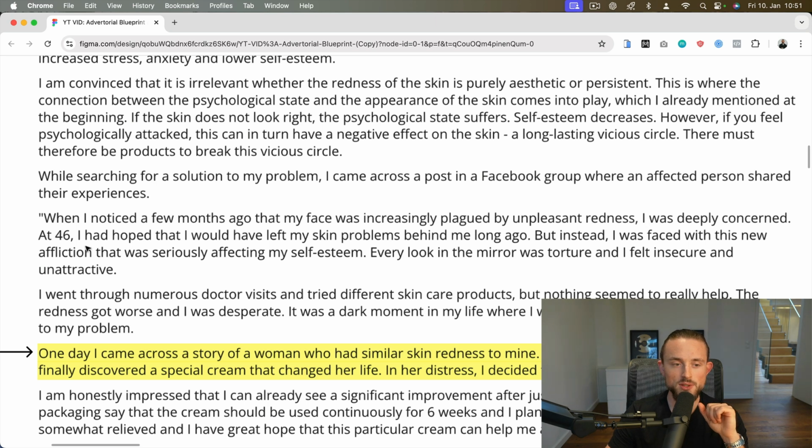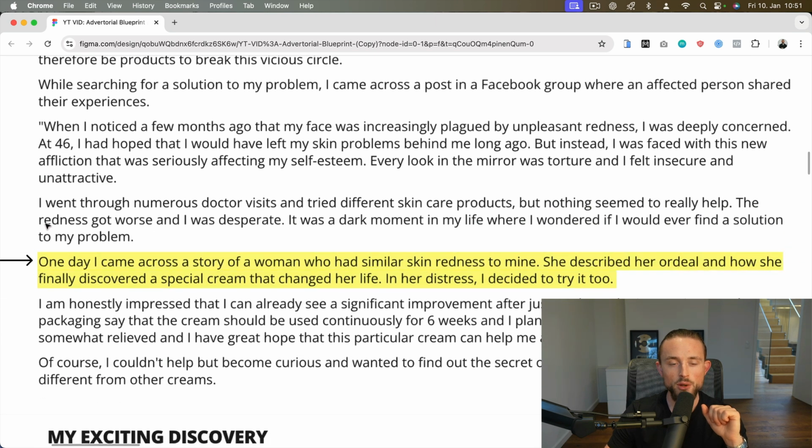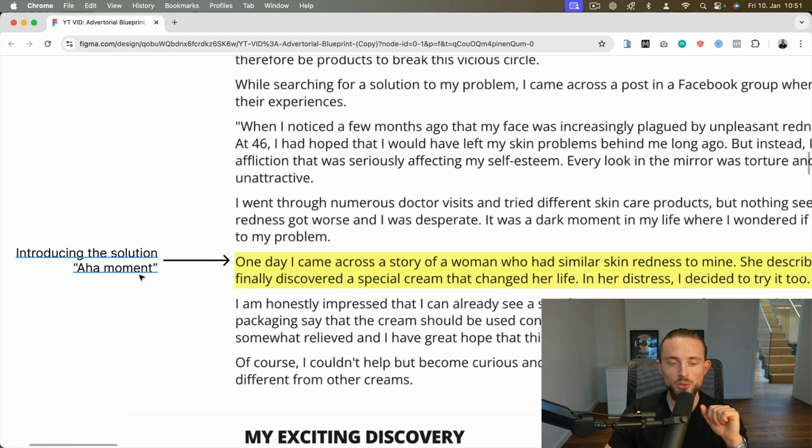So when I noticed a few months ago that my face was increasingly plagued by unpleasant redness, I was deeply concerned. At 46, I had hoped that I would have left my skin problems behind me long ago. But instead, I was faced with this new affliction that was seriously affecting my self-esteem. Every look in the mirror was a torture, and I felt insecure and unattractive. I went through numerous doctor visits and tried different skincare products, but nothing seemed to really help. The redness got worse, and I was desperate. It was a dark moment in my life where I wondered if I would ever find a solution to my problem. So here, we then talk about the aha moment.